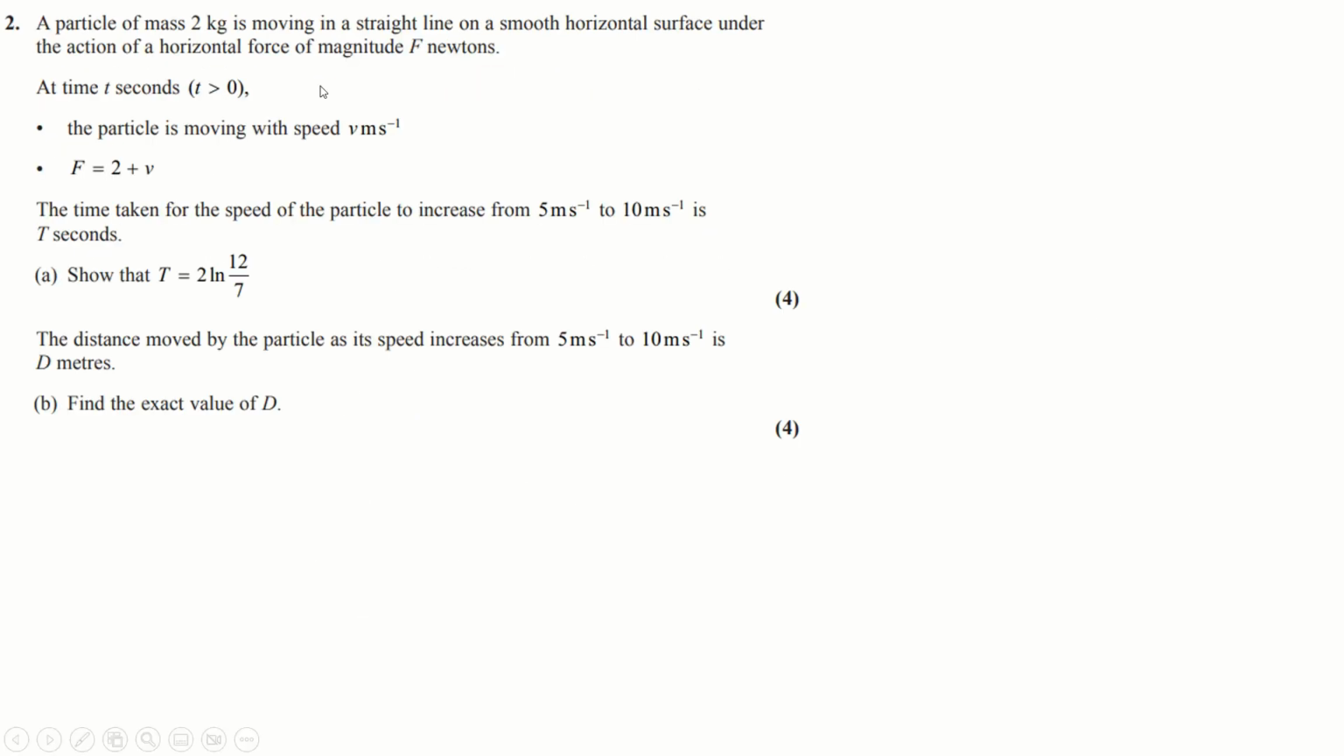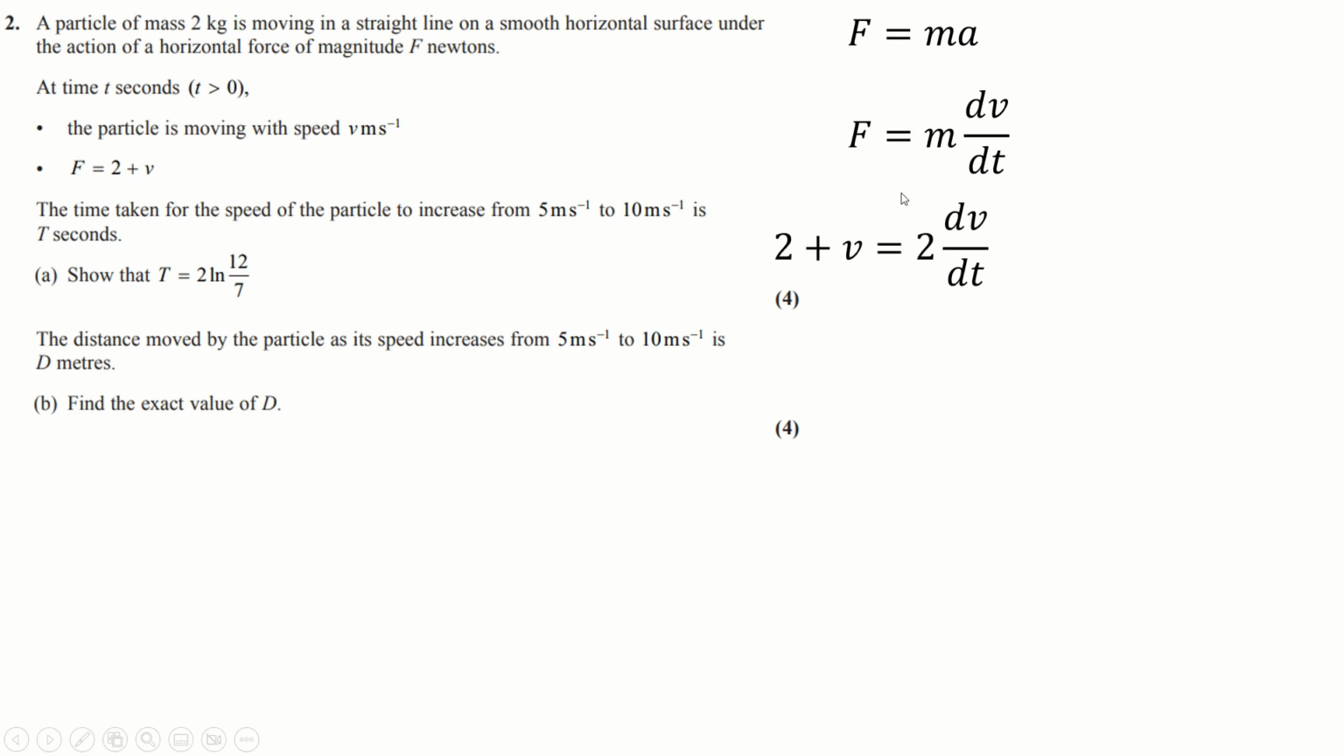Particle of mass 2 moving along a smooth horizontal surface. So of course, we get out F equals ma, except we're not really going to use this version of F equals ma. a, of course, is the derivative of velocity, so we'll actually use F equals m dv by dt, because we have F in terms of v, and we have m, of course, as 2.